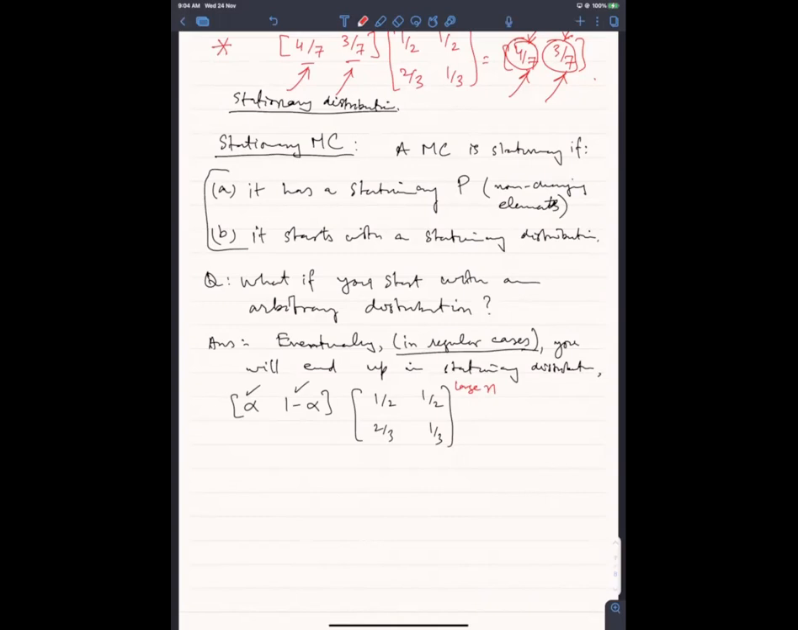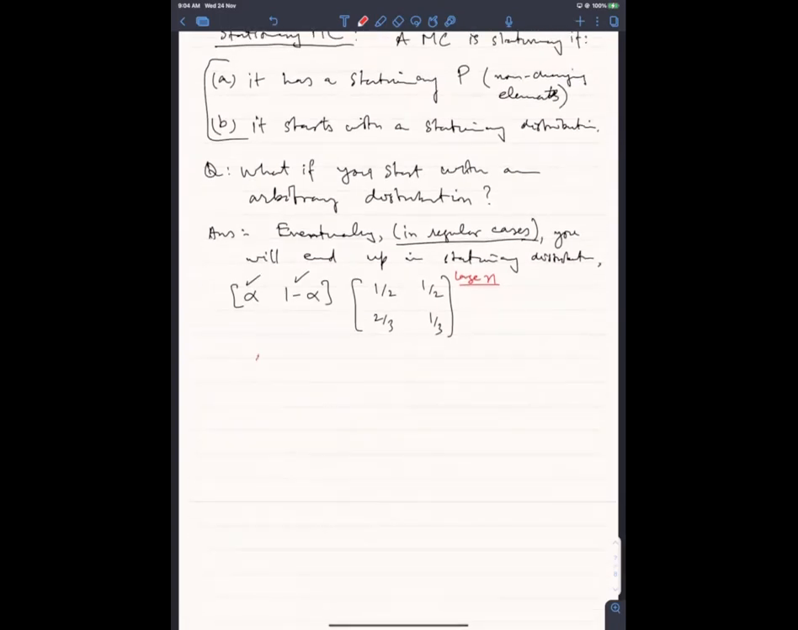You have to take the power of this matrix. So it is basically matrix multiplication. This matrix multiplied with itself, how many times? N number of times, where n tends to infinity. If you try this in MATLAB, for large n you will end up getting 4 by 7, 3 by 7, 4 by 7, 3 by 7. For large n, this is the answer you will get.